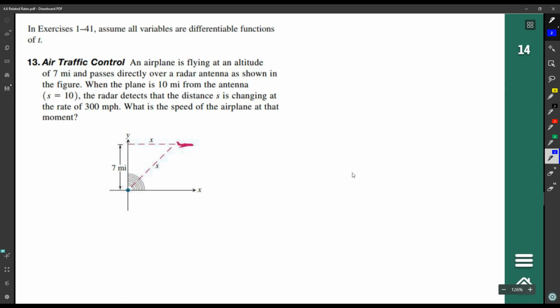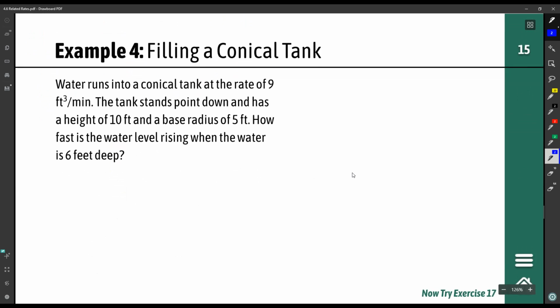The next example is from your textbook. We'll do it in class. And finally, that takes us to example 4. We're going to work that one in class too.